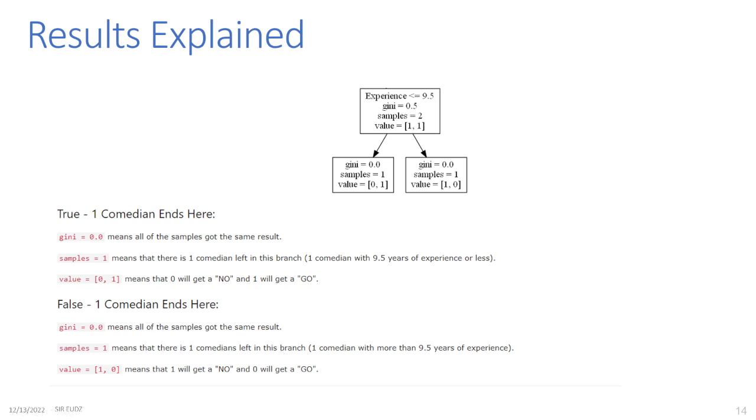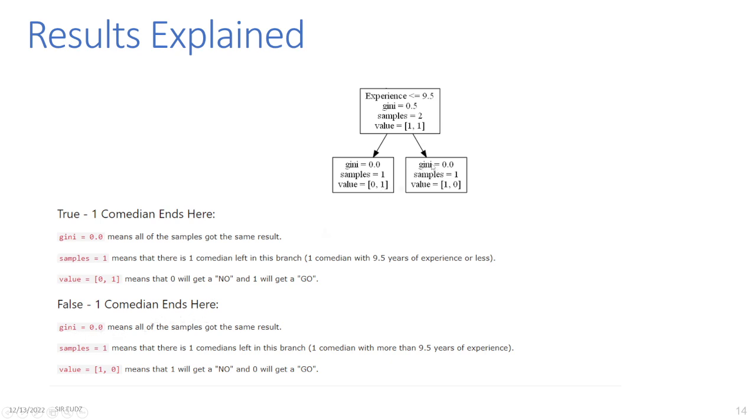And then so we have here now the next step. So this was the previous one. So true means all samples got the same result, and means that there is one comedian left in this branch. So that's lesser than 9.5 experience. And means that 0 will get a no and 1 will get a go. And here the comedian ends here.